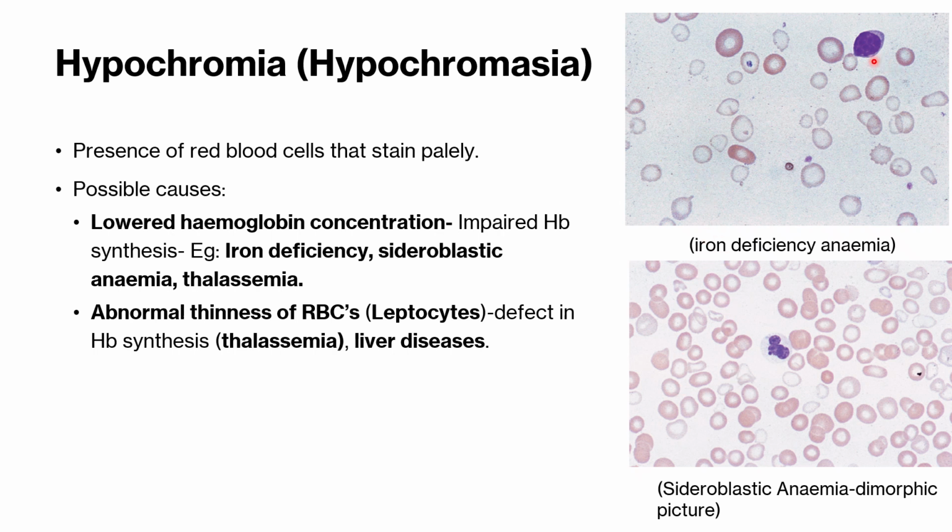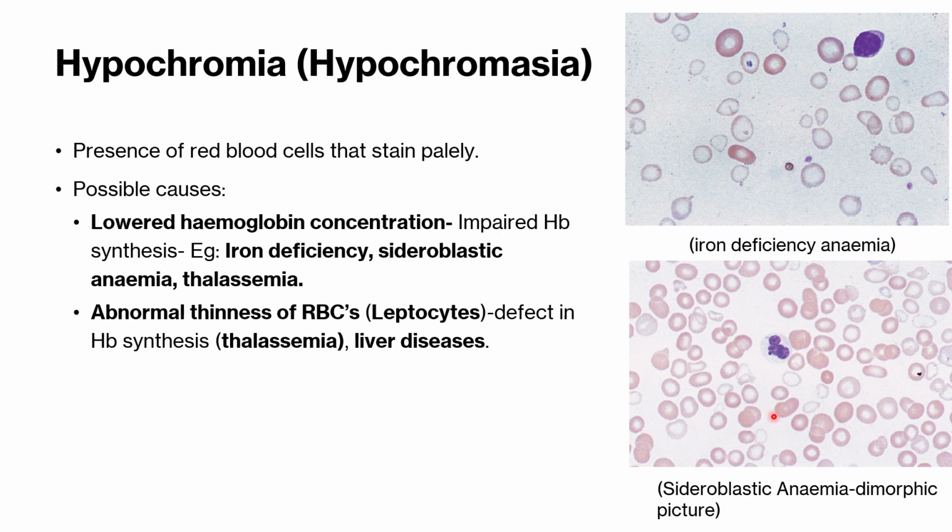So, this is a small lymphocyte and this is a normal RBC. If you compare the size of the nucleus of a small lymphocyte to that of an RBC, you can realize that this is a normal RBC, and this and many others are abnormal hypochromic RBCs.